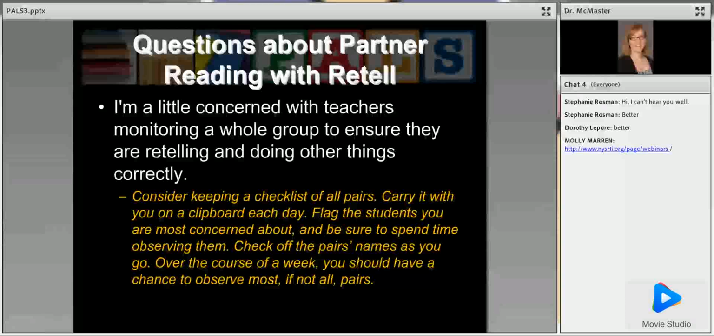You can list all of your students and just carry it around with you and maybe flag the students that you're most concerned about, who you'd like to target, make sure that you're spending time with them, but also kind of keep track of who you've listened to. So the next day you might listen to somebody else. And over the course of a week, you should have enough time to observe most of your students, if not all of them. Again, if that doesn't quite answer the question, please feel free to type in a clarification.